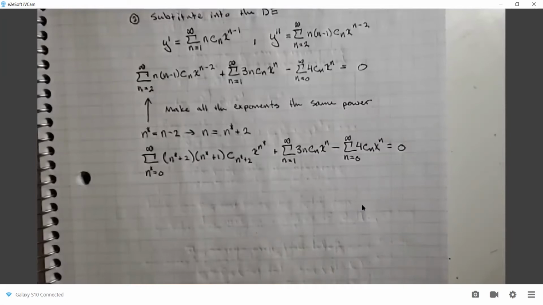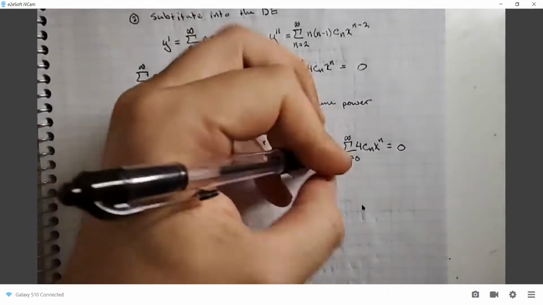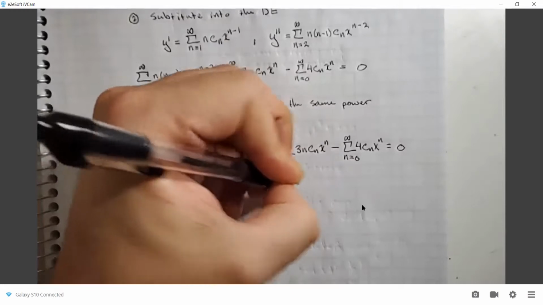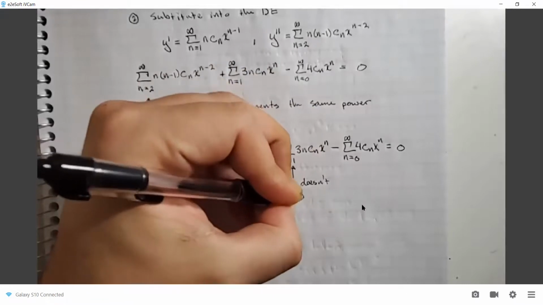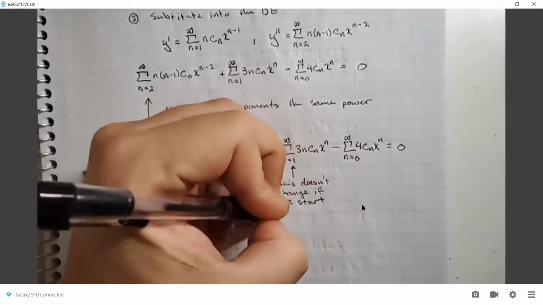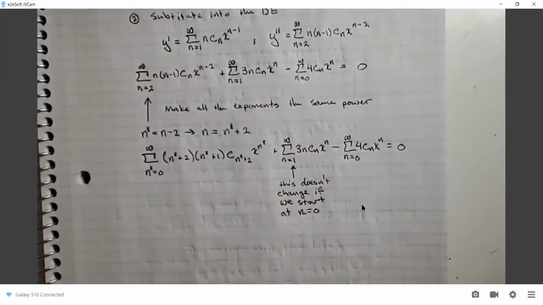I've only ever done it the first way, so could we change it to 0? Yeah, and you'll see we'll get the same results. This one could just as easily start at 0, since if n was equal to 0, this would be 0. So this doesn't change if we start at n equals 0. It'll be the same thing if this one's n goes from 0 to infinity, and now they all go from 0 to infinity.